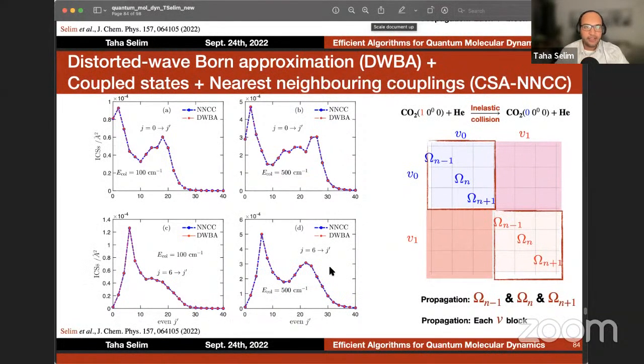Now here we see the combination of both the distorted wave and the enhanced version of CSA. And what we see here is on the x-axis, the final rotational states, and then on the y-axis the cross sections.